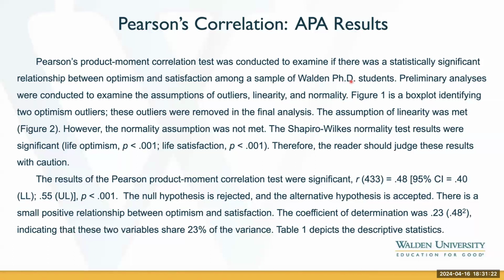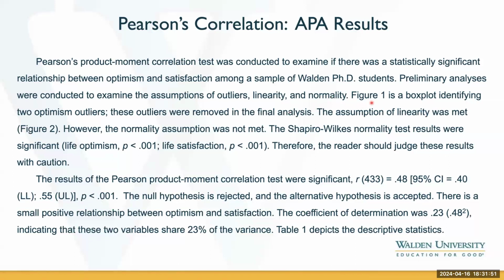Remember, we must always then assess our assumptions. So we said the preliminary analyses were conducted to examine the assumptions. Remember, the 3 assumptions were outliers, which we examined through the box plot, linearity, which we examined through the scatter plot, and normality, which we examined through the Shapiro-Wilk test. And we're going to tell the reader exactly what we did by mentioning all of those tests.